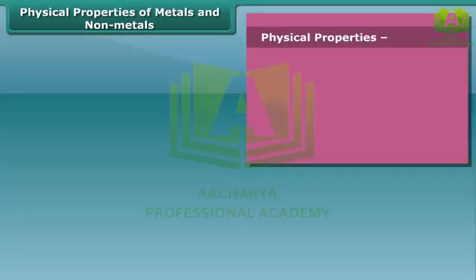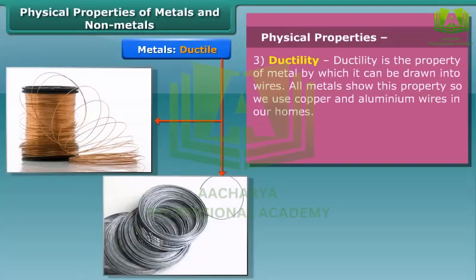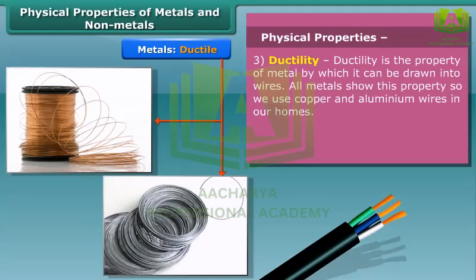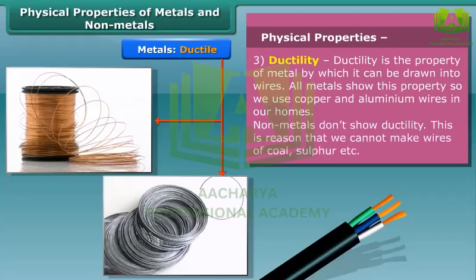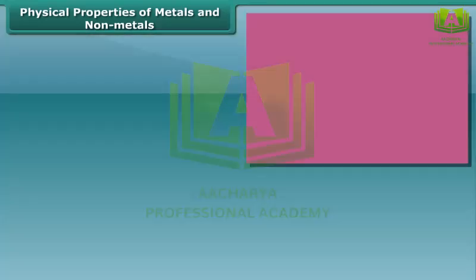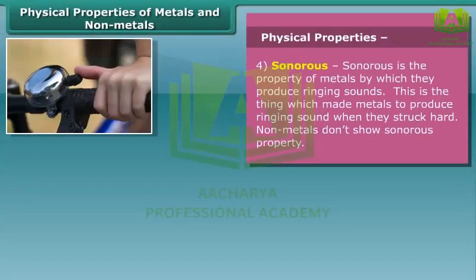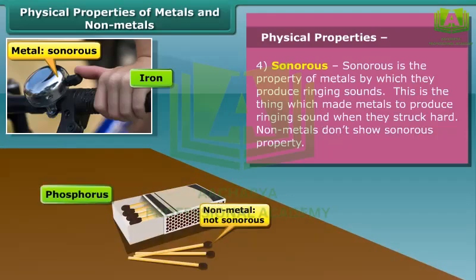The property of metal by which it can be drawn into wires is called ductility. It is the third property of metals. Non-metals don't show ductility. Now let's talk about another property of metals, that is, sonorous. Metals produce ringing sounds when they are struck, so are said to be sonorous. The materials other than metals are not sonorous.